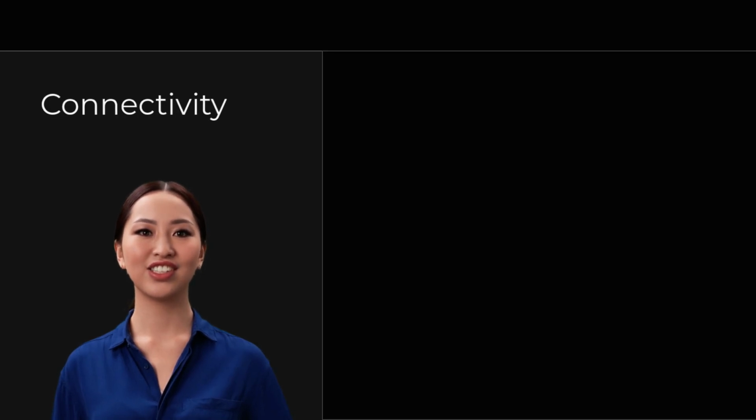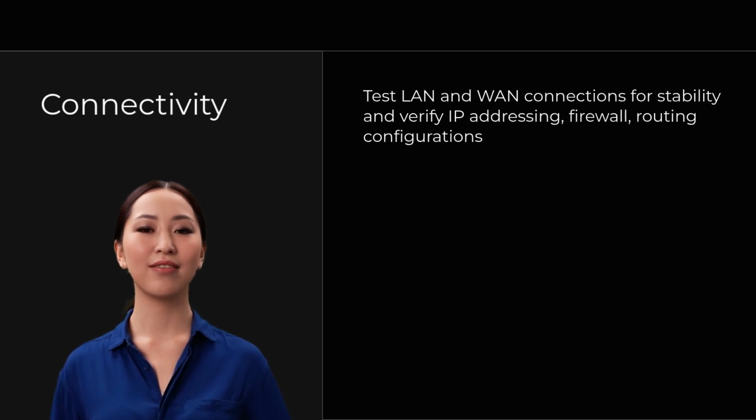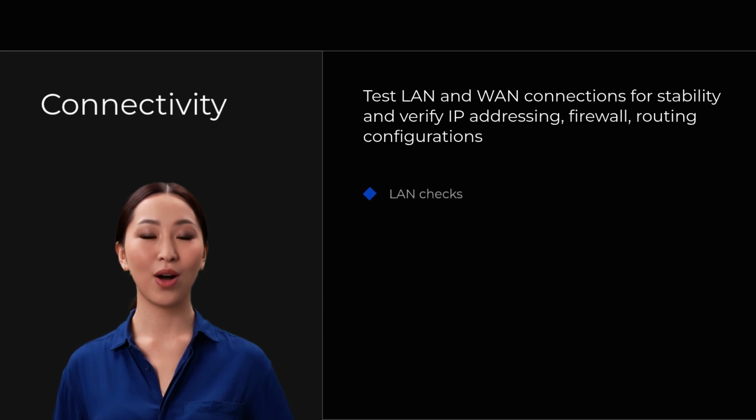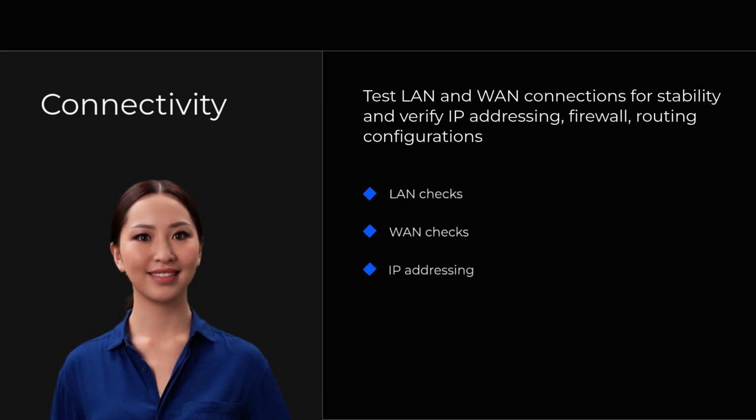Connectivity and configuration checks are essential. Test LAN and WAN connections for stability, verify IP addressing, firewall, and routing configurations. Environmental checks ensure proper temperature and ventilation. Accurate labeling and updated documentation are crucial for maintenance.